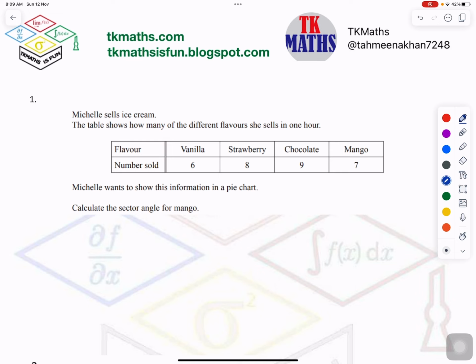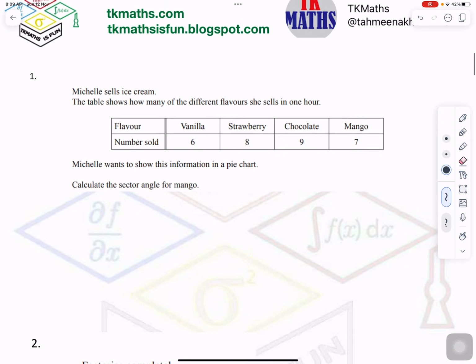In this video, we will solve miscellaneous questions, which is a good revision for students of class 9 and 10. So let's start with the first question.